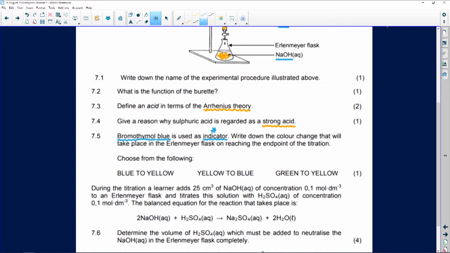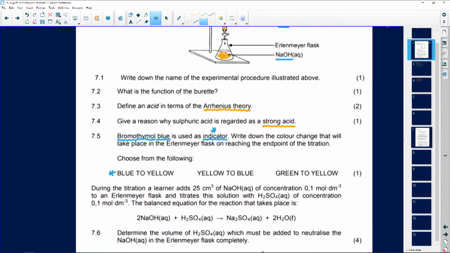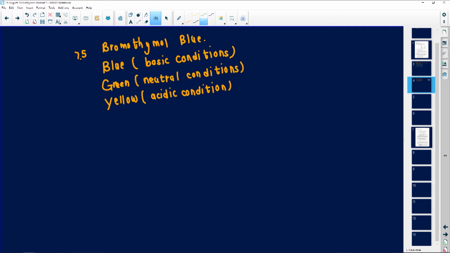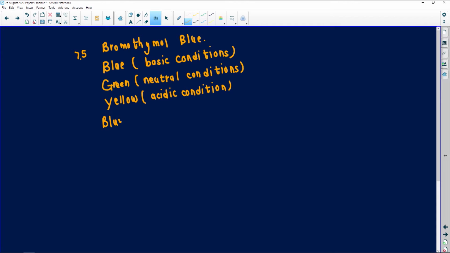Now remember, they say choose from the following. Do not choose anything other than this. Write only blue to yellow as it is. So we are choosing this one. So for 7.5, that is the answer that we're going to have. The question wanted us to write that, so blue to yellow.